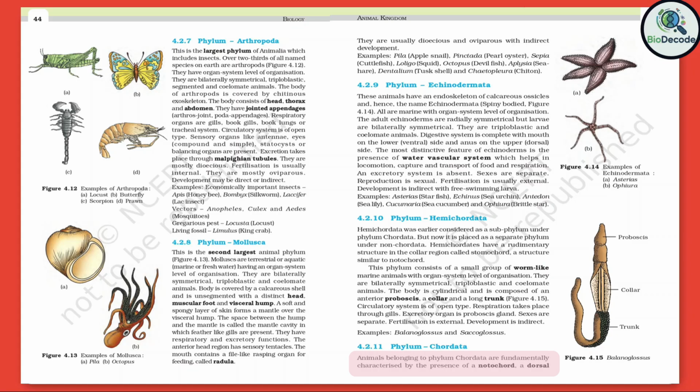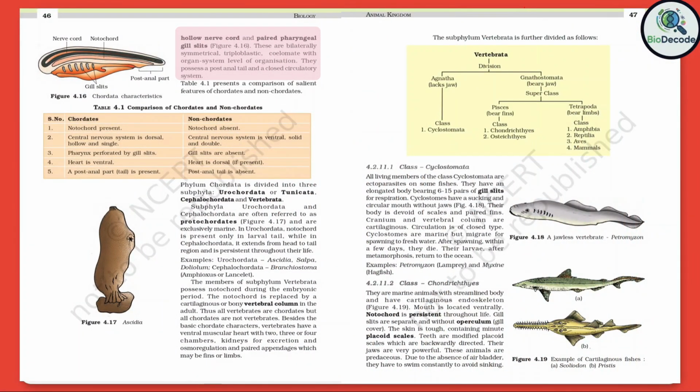Chordata. Animals belonging to phylum Chordata are fundamentally characterized by the presence of a notochord, a dorsal hollow nerve cord, and paired pharyngeal gill slits, figure 4.16. These are bilaterally symmetrical, triploblastic coelomate with organ system level of organization. They possess a postanal tail and a closed circulatory system.